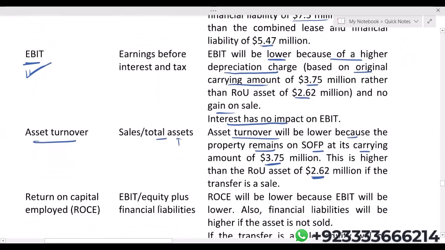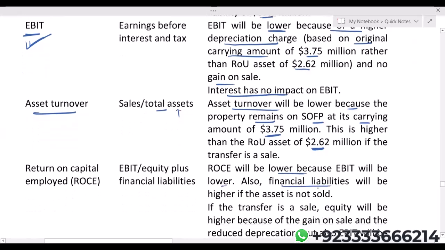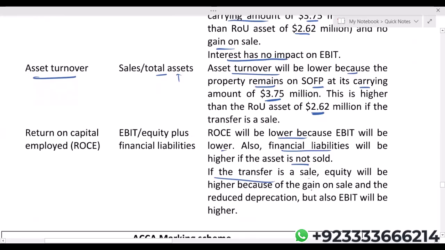Return on capital employed, ROCE will be lower because earnings will be lower. Earnings will be lower because of higher depreciation. Also, financial liabilities will be higher if the asset is not sold. If the transfer is a sale, equity will be higher because of the gain on the sale and reduced depreciation, but also earnings before interest will be higher. But earnings will be higher when the transfer qualifies as a sale.